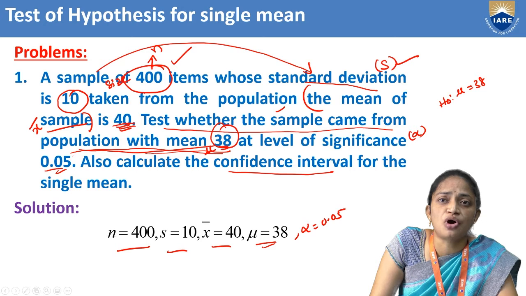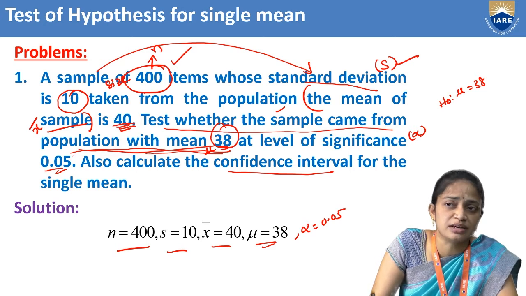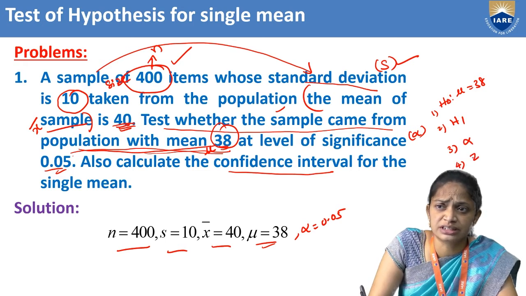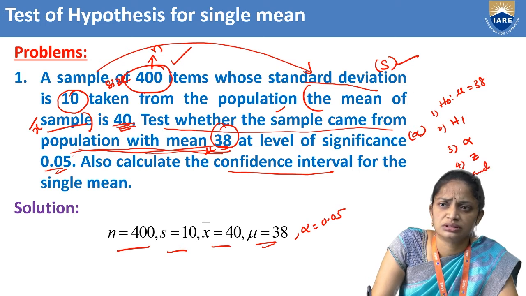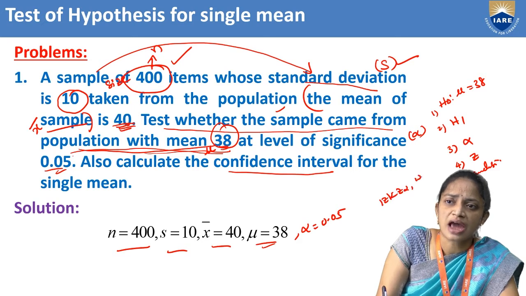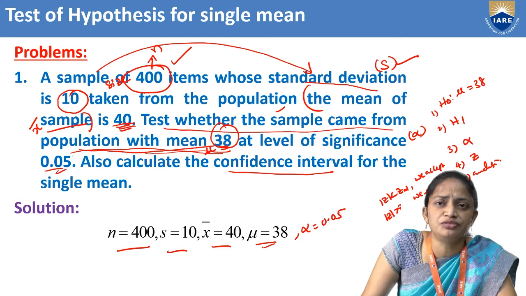We have to follow these 5 steps. What are those 5 steps? First is the null hypothesis, second is the alternative hypothesis, third is the level of significance, fourth is the test statistic, and the fifth is the conclusion. In the conclusion, if modulus of z is less than z alpha, we accept H naught; if modulus of z is greater than z alpha, we reject H naught. So this is our procedure, and we have to follow it to do this problem.